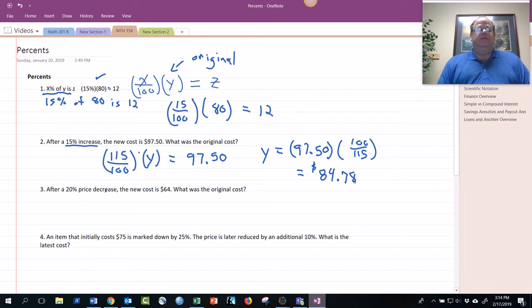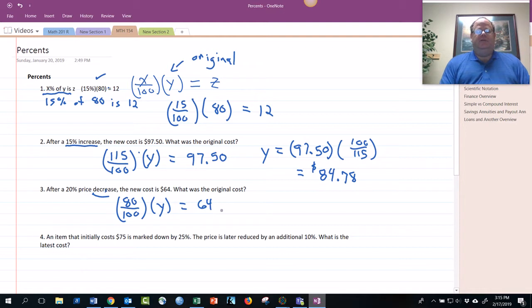All right, so let's try another one. After a 20% price decrease, the new cost is $64. This one is very similar to the last one. The difference is it's a decrease. Same idea: if you have no change at all, you'd be at 100%. So a 20% decrease is 100 minus 20, which is 80, over 100. The original cost is the Y, the one they're not telling us, and the new cost is 64.